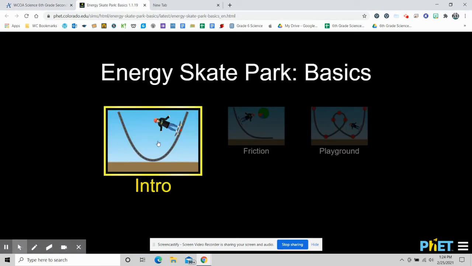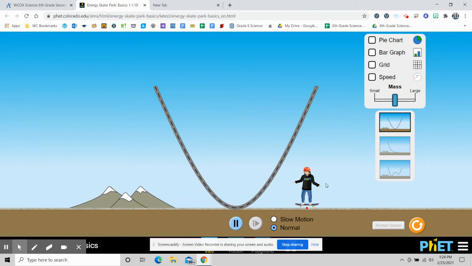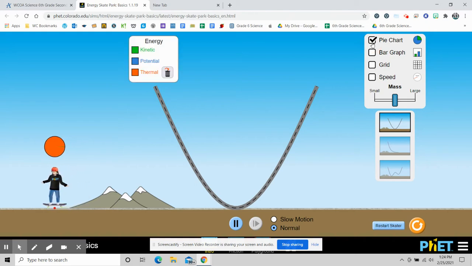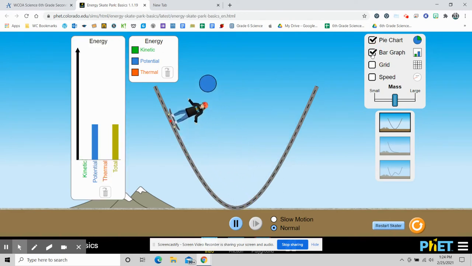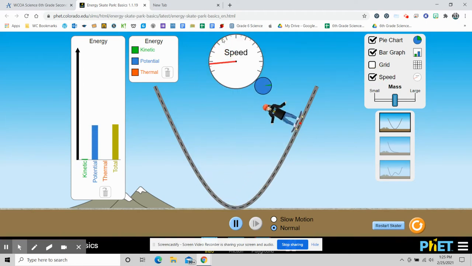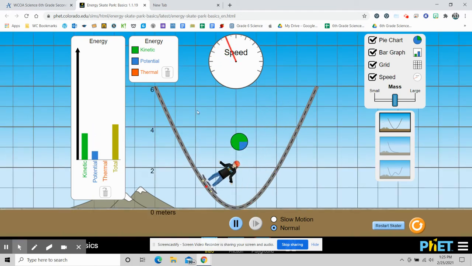And when I do, I see that I have the intro. You're going to click on intro, and then you have this little skater guy here. And if you put him on the ramp, you'll see he goes back and forth. The other thing I'm going to do is click the pie chart so I can see the kinetic and potential energy. And then I'm going to click the bar graph as well so that I can see how the kinetic and potential energy are transforming back and forth. And then I'm going to click on speed as well so that I can see his speed and how it's increasing and decreasing. You can click on the grid if you want to, just so we can see the height.